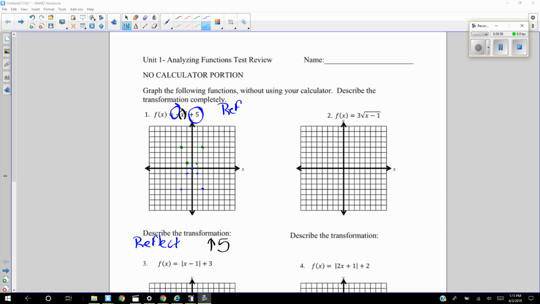So that's what this one should look like after you reflect. See, I've got it in blue, and then I'm going to shift all of those points up 5 units. So my final answer, really the only one that should be graphed, is there in black.